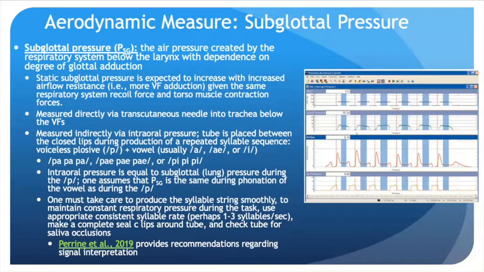That being said, you have to take care to produce the syllable string smoothly, to maintain constant respiratory pressure during the task, use an appropriate consistent syllable rate, make a complete seal with the lips around the tube, and check the tube for saliva occlusions. So you have to be very careful about this, but you can measure subglottal pressure indirectly using this task. My colleague Brittany Perrine did an excellent article that provides some recommendations regarding signal interpretation.